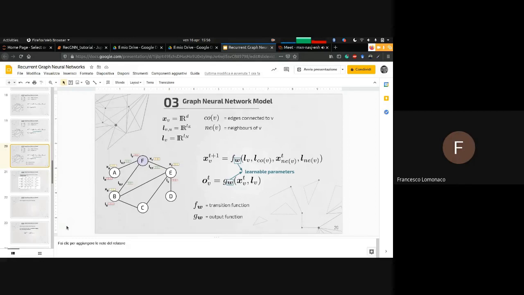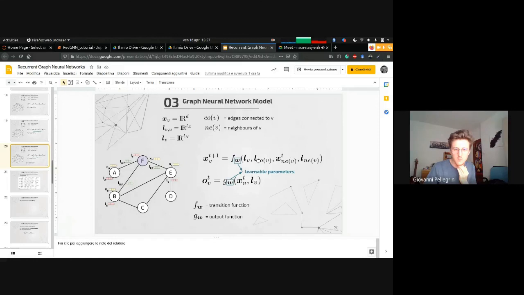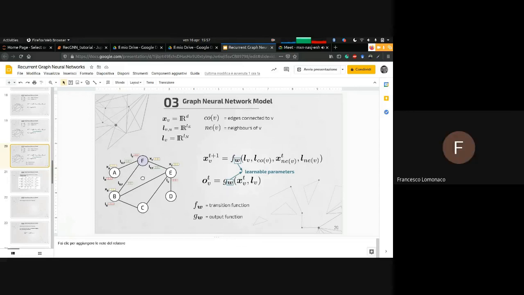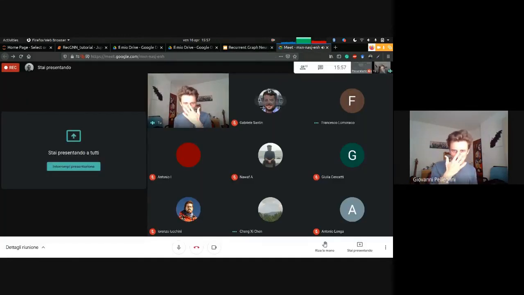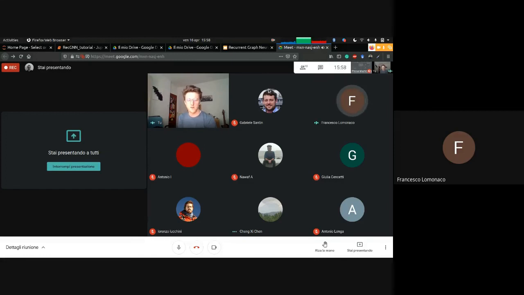So just to recap, XV is the node hidden representation, and we have to learn it. We initialize it to a vector of 0 or random values. LVU is the edge feature vector between node U and node V, and it belongs to dimension E, while LV is the feature vector and it has dimension n. Yes, it's correct. Here, L co of V basically means the labels of the edges attached to the node, so for instance, those that belong to the neighborhood. Okay. I hope it was clear enough. Yeah, now it's more clear. Thank you.